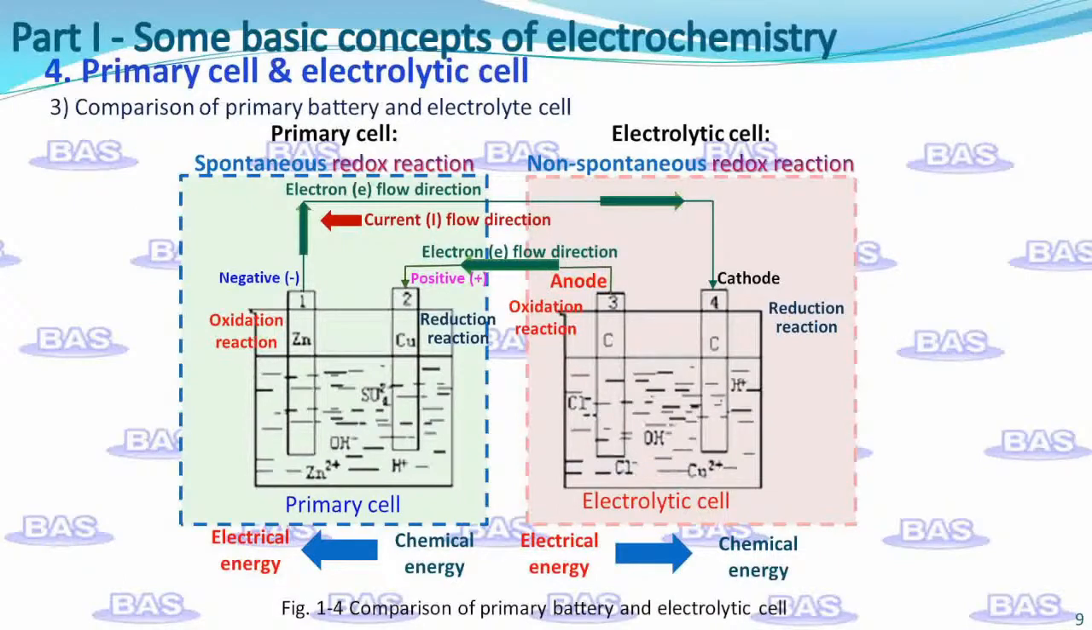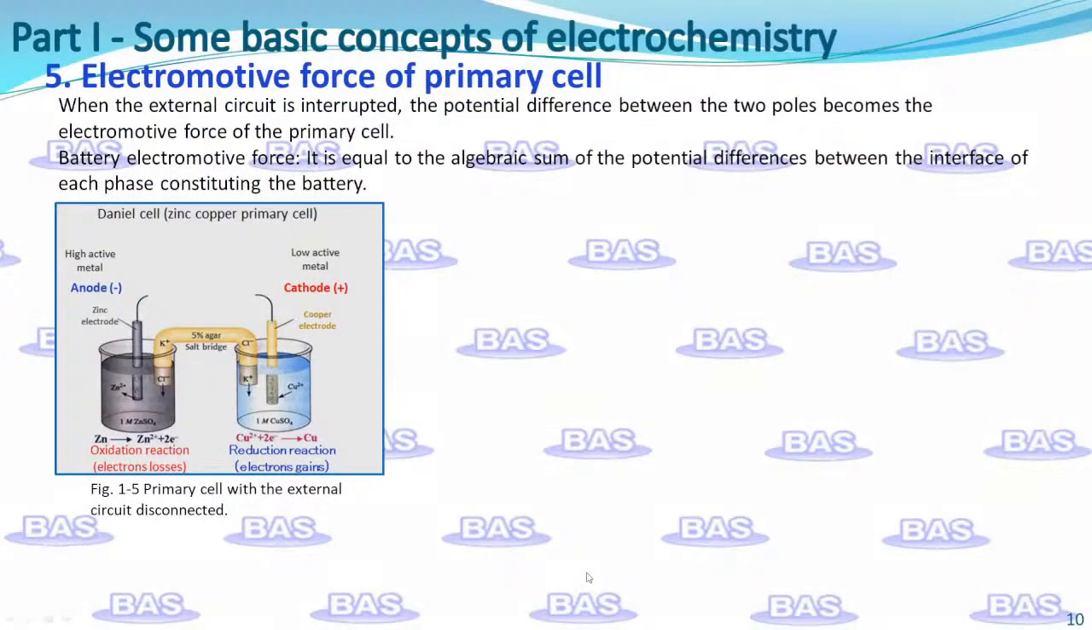In terms of energy conversion, a primary cell converts chemical energy into electrical energy, and an electrolytic cell converts electrical energy into chemical energy. So, why can a primary cell react spontaneously? A primary cell contains two electrodes.